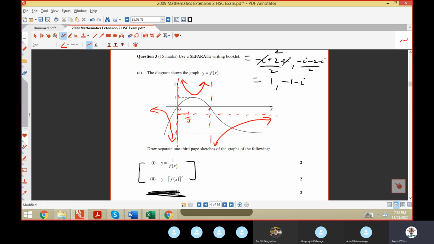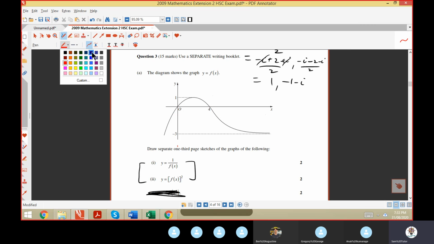All right, and last one. Wait, any questions? Last one. F of x all squared. Does anyone know actually what to do with that? You reflect all negative y values up and cancel anything above the x-axis. I like it. So all negatives come up. And it's meant to be parabolic in nature.